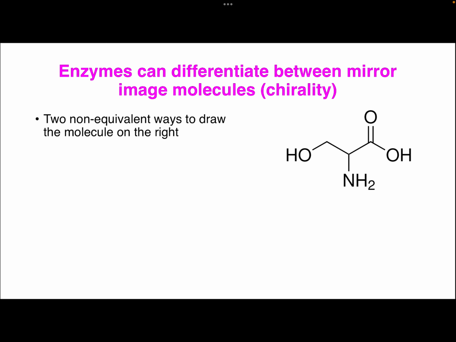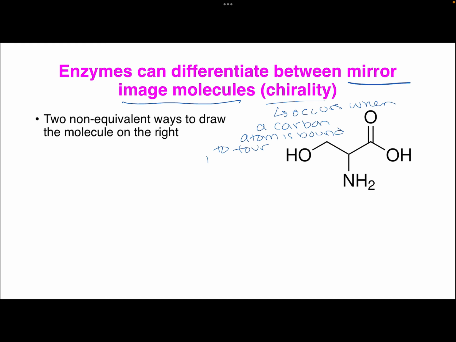Something else that came up in chapter 11 was that enzymes are able to differentiate between mirror image molecules, all right? And this is a concept called chirality, all right? And this occurs when a carbon is bound to 4 different groups. So chirality occurs when a carbon atom is bound to 4 different, that's very important, groups. So let's look at this molecule here, all right?